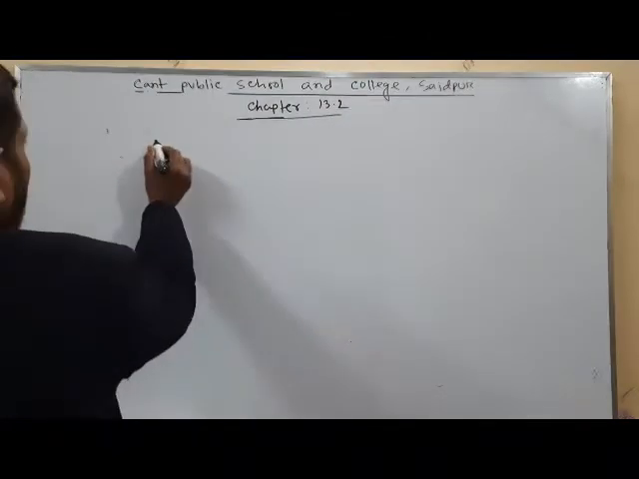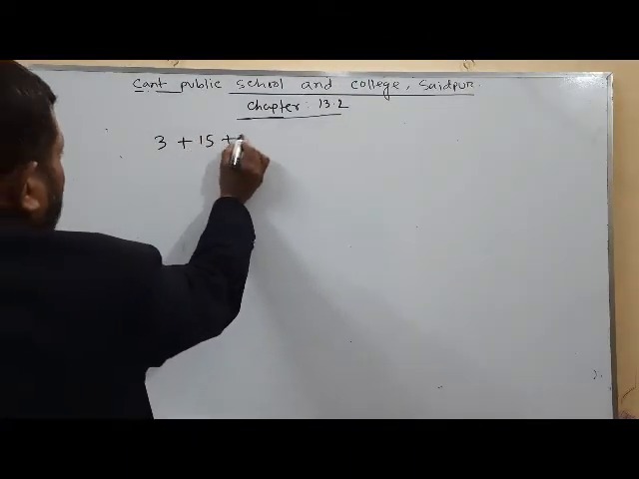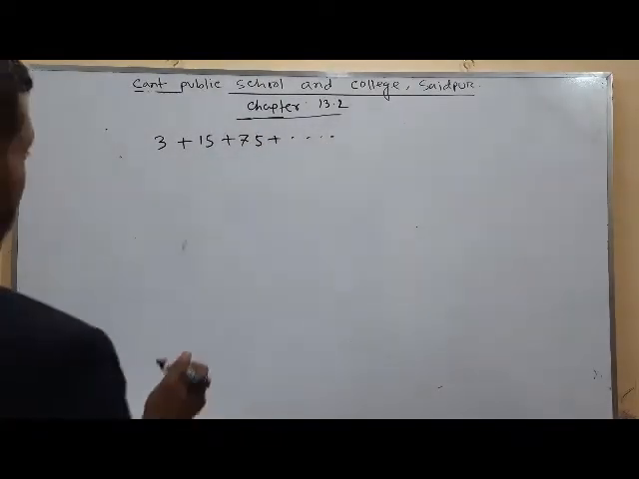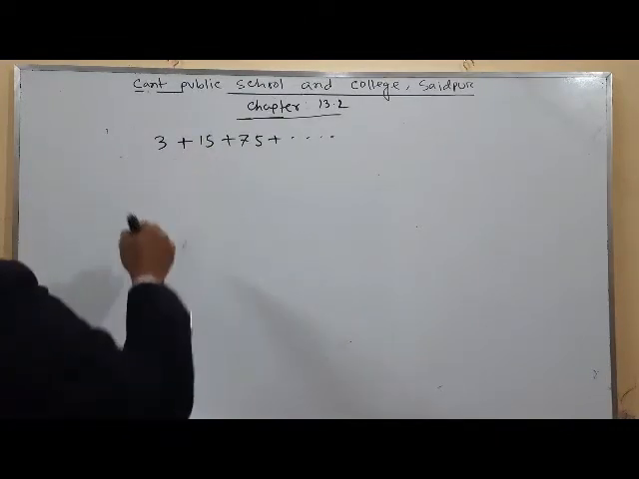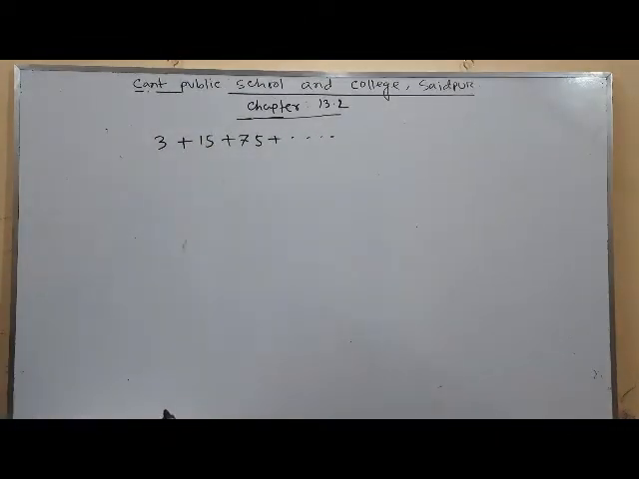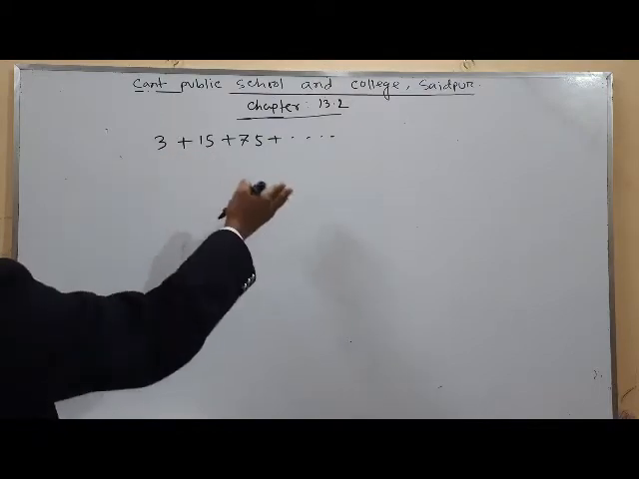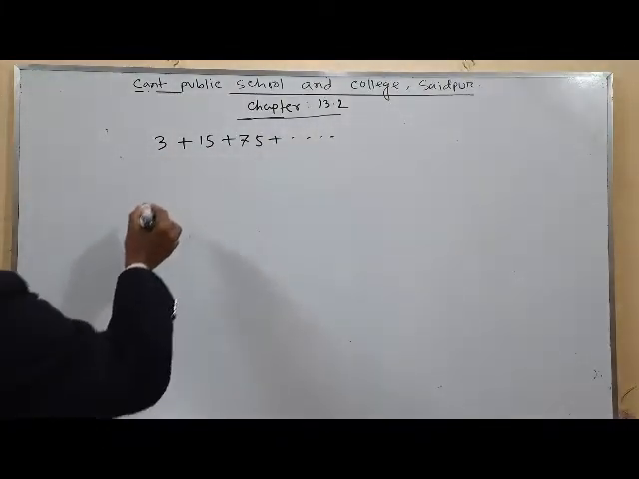Suppose here 3, 15, 75. This is a geometric series because the ratio is the same: 15 and 3 gives 5, 75 and 15 is also 5. That is, 15 divided by 3 is 5, and 75 divided by 15 is also 5. This is a geometric series.